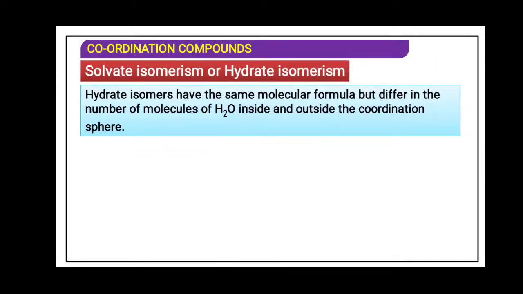If no water is involved in the exchange of ligand with the counter ion, you will say that it is ionization isomerism. So how the bromine and sulfate are exchanging, in that case I can say ionization. And if a water molecule is getting exchanged, I can say it is a solvate isomerism.